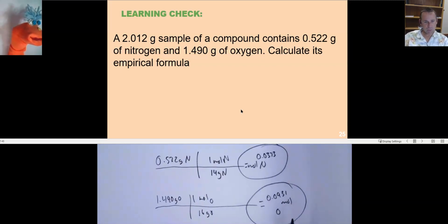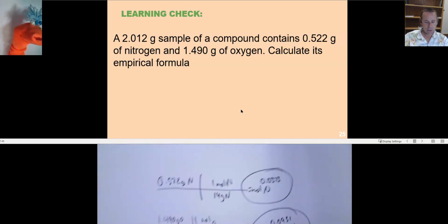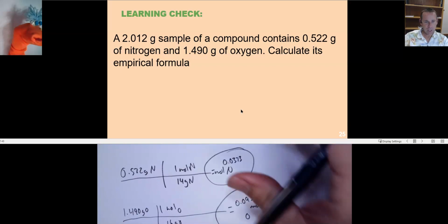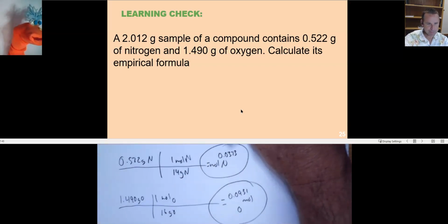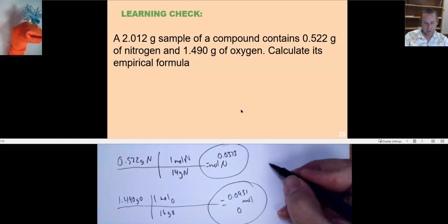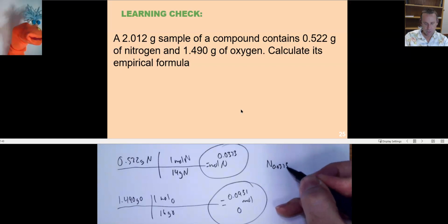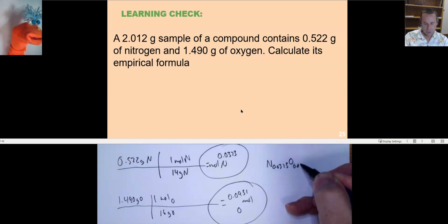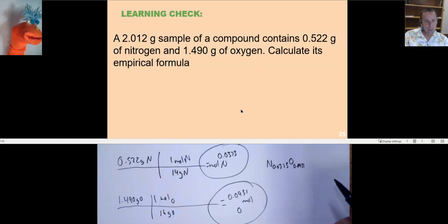So now I have these moles of these different materials, and I can convert that into an empirical formula. All right? I can identify what the empirical formula is by saying my compound is N 0.0373, O 0.0931. Okay? Did I do that one right? 0.0931. Yeah.